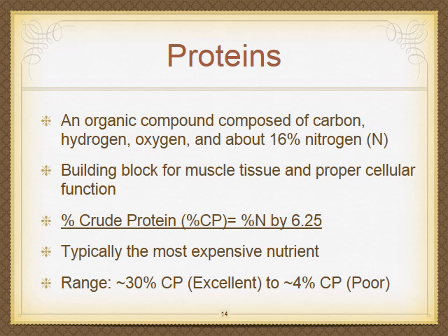Now, protein is typically the most expensive nutrient. And just to give you a ballpark range, about 30% crude protein is pretty darn good. That's high. That's excellent. Now, on the other side of the range, it can be about 4% crude protein, and that's real poor. 4% crude protein can be oat straw, whereas 30% crude protein can be young, immature alfalfa.